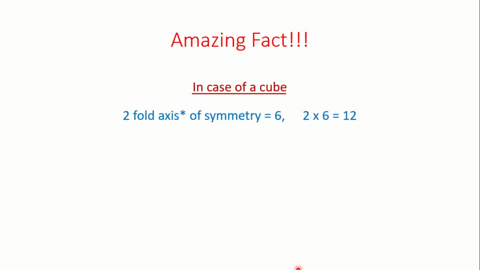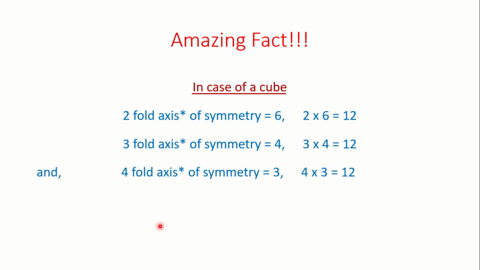And you have marked one thing. Look, in the case of a cube, the number of 2-fold axes of symmetry is 6 and the multiplication of 2 and 6 is 12. Now look at the next fact. A cube can have 4 3-fold axes, and the multiplication of 3 and 4 is 12 again. How many 4-fold axes of symmetry can a cube have? It is 3. So again the multiplication is 4 into 3 equals 12.